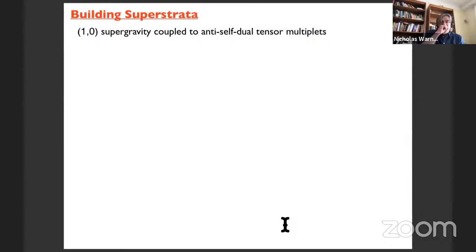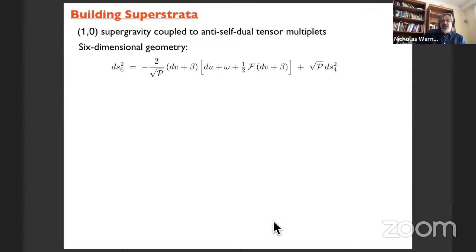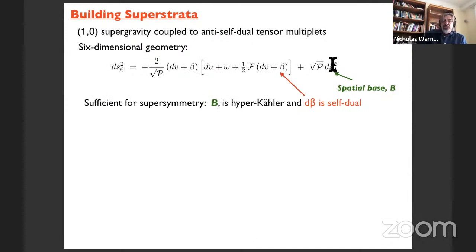Okay, so now when you get down to building it, and I'm not going to go into any detail whatsoever, you reduce the problem from the 2-2 supergravity to a 1-0 supergravity coupled to anti-self-dual tensor multiplets. The 6-dimensional geometry has u and v built over a space, the base space usually called, which is the radial coordinate and the sphere S3. And it is sufficient for supersymmetry that this base be hyperkähler and this be a self-dual field.